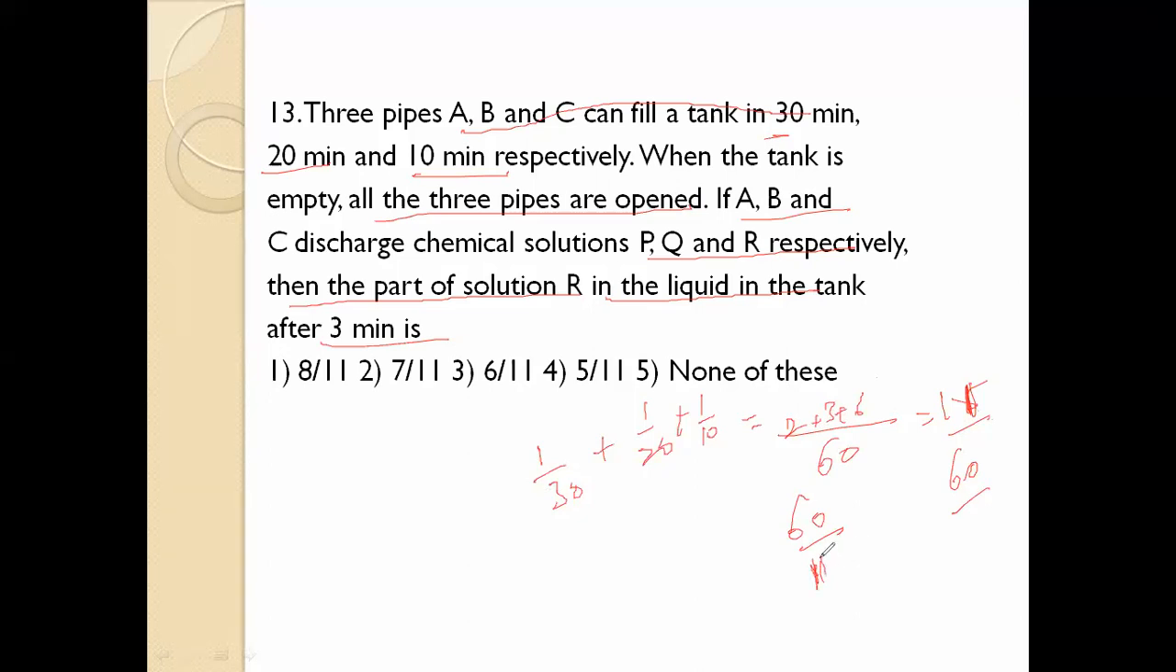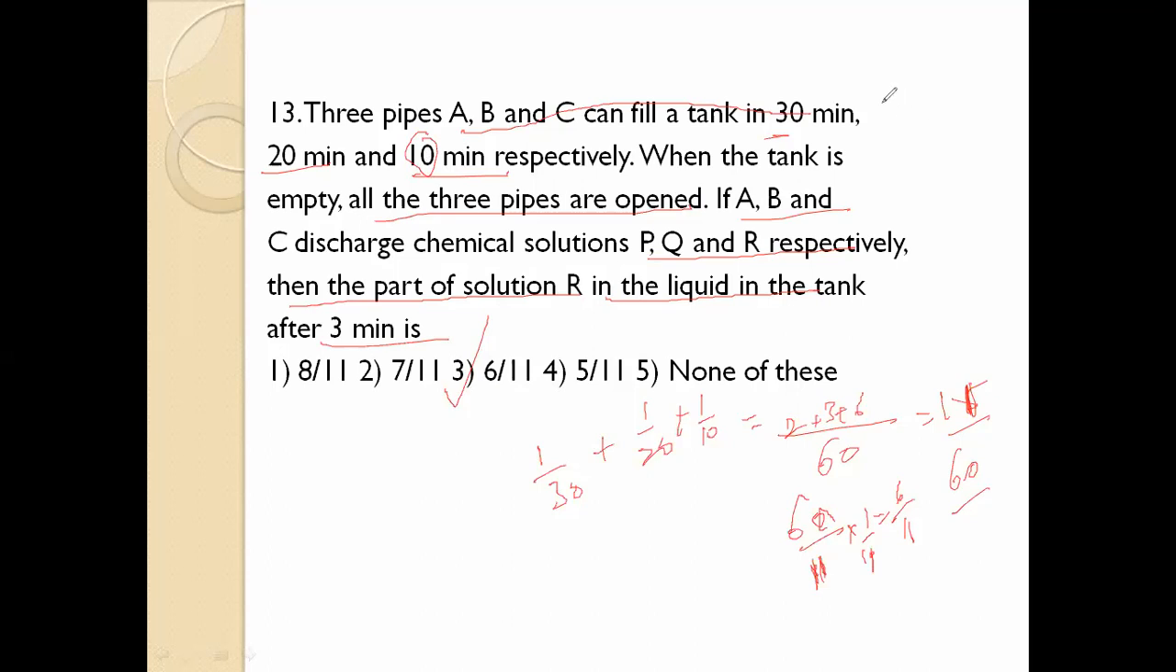So reverse this one to get 60 by 11. So this is what that person gets overall. But here A has how much part? 10. So here 60, 10 means you divide with 10. 1 by 10, the 0s get cancelled. 6 by 11. So option number 3 is the right answer.